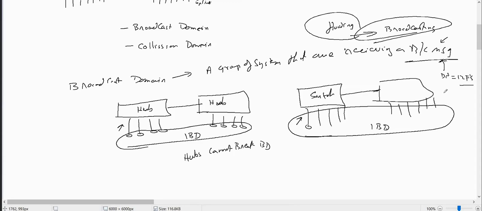Answer. 12 Fs. Any other answer? Means there is no destination, but it would be sent on 12 Fs. All other systems which are in the same domain. Wrong.